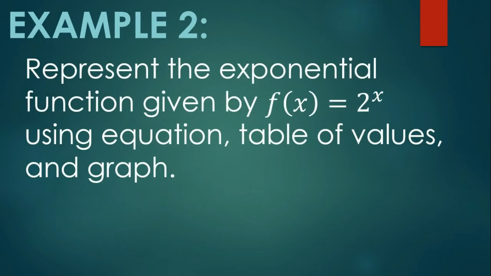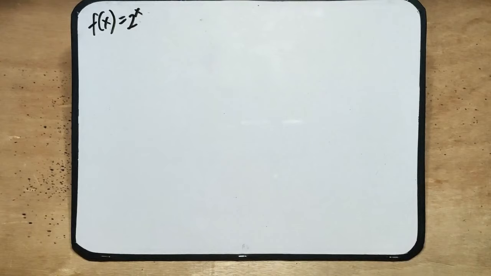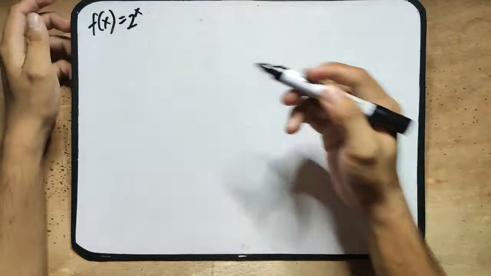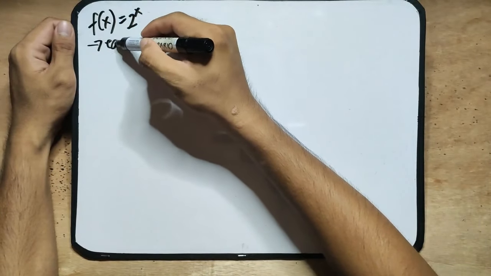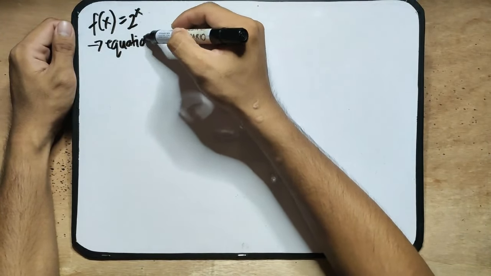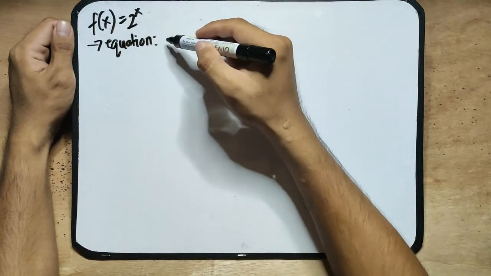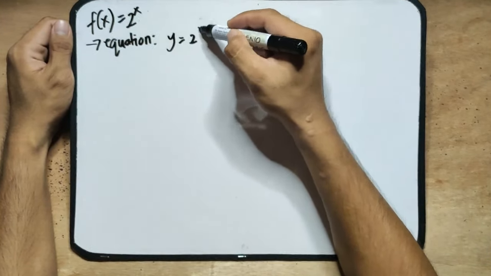Example 2. Represent the exponential function given by f of x is equal to 2 raised to x using equation, table of values, and graph. For the solution, watch this video. In this example, we represent the exponential function given by f of x is equal to 2 raised to x using its equation, table of values, and graph. So the equivalent equation for this function, we just replace f of x using y. So we have y is equal to 2 raised to x.